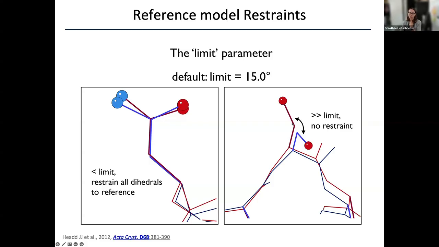Now here we have a side chain that is off by almost 180 degrees. And so this is obviously larger than this limit. So here it is considered that, well, maybe there is a genuine difference between the 2 models, so we're not restraining the torsion. All this is done automatically in the reference model restraint algorithm. You don't have to look at each of these side chains and make a decision. This is done under the hood. But this is just to illustrate that some differences are allowed.